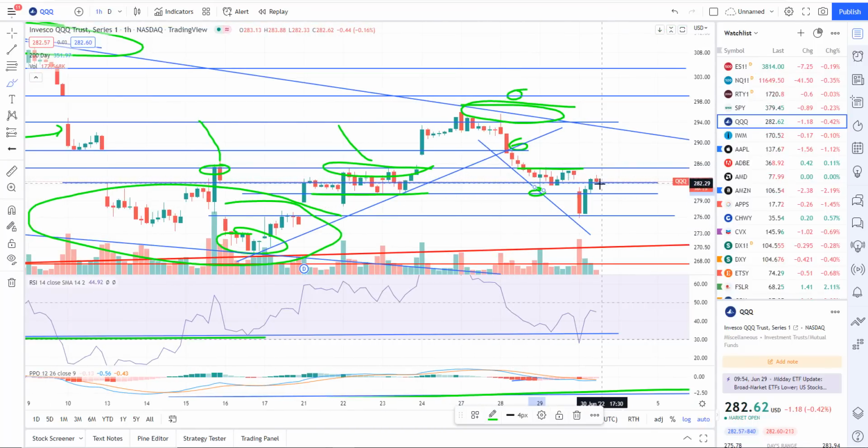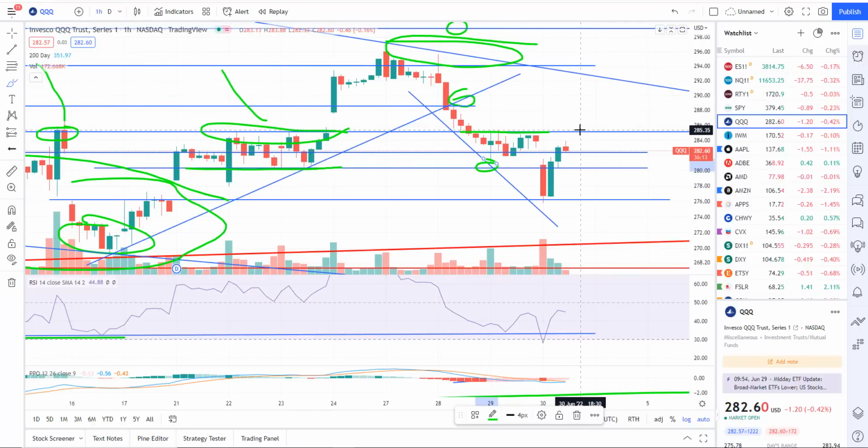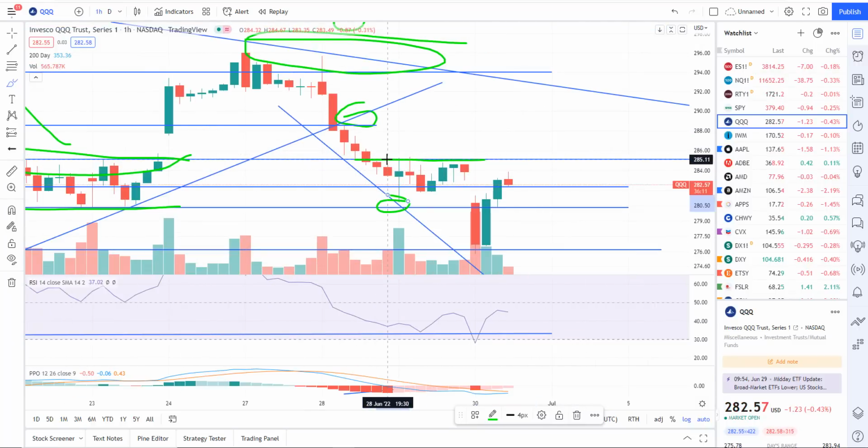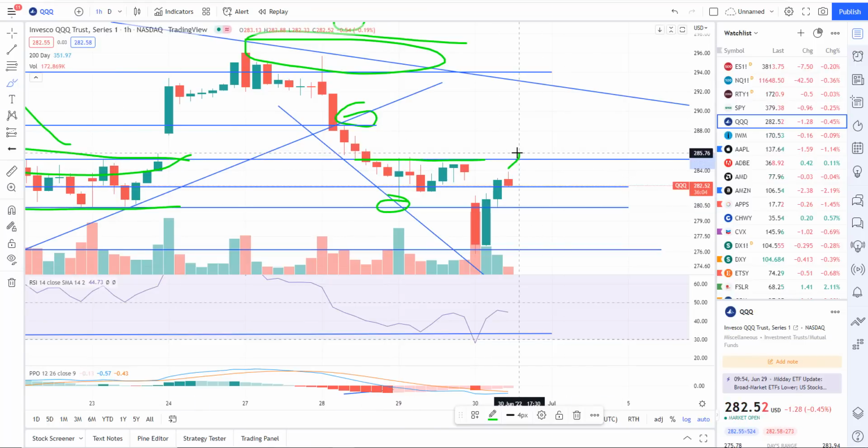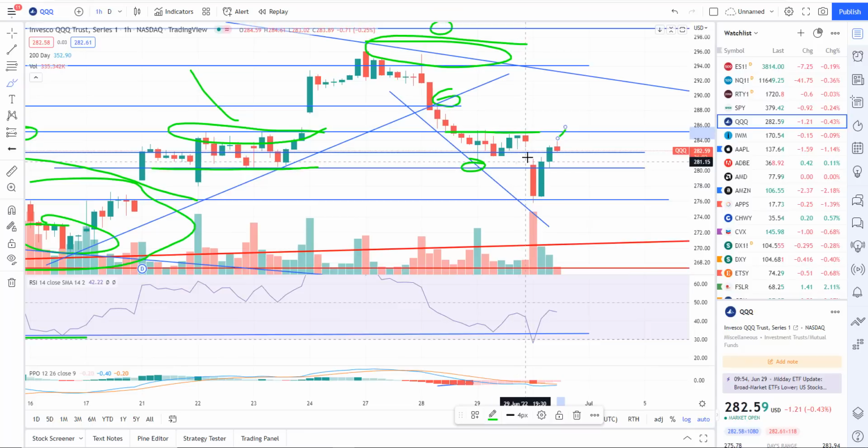Okay. The other thing that I've been watching is this key level. We battled with it for the last few days. It's about 285. And we need to see that taken out. So again, until that gets taken out with a bullish breakout candle, we're not going to go up. But I do think that is likely going to happen.